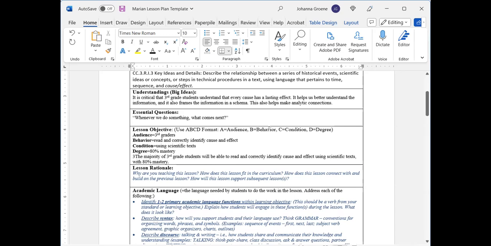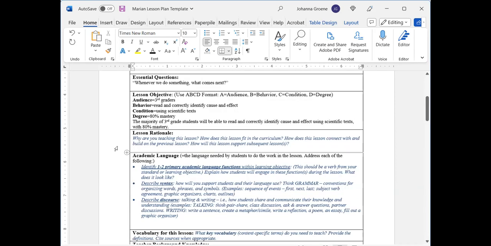There. Third grade students will be able to read and correctly identify, and that can mean a lot of things, but that's what we know we want them to do, cause and effect using scientific text with 80% mastery. Okay. And obviously I have my material, so I know what that cause and effect identification activity is going to look like. So why are you teaching it?